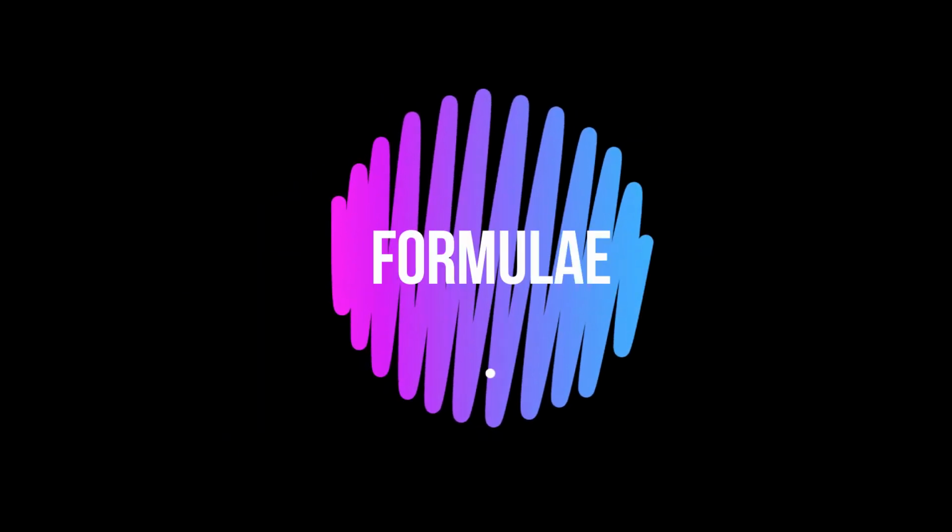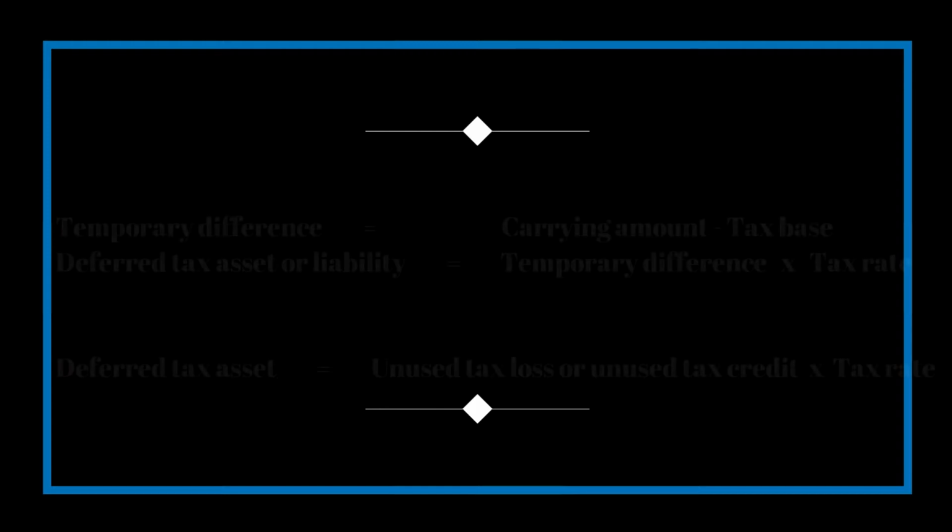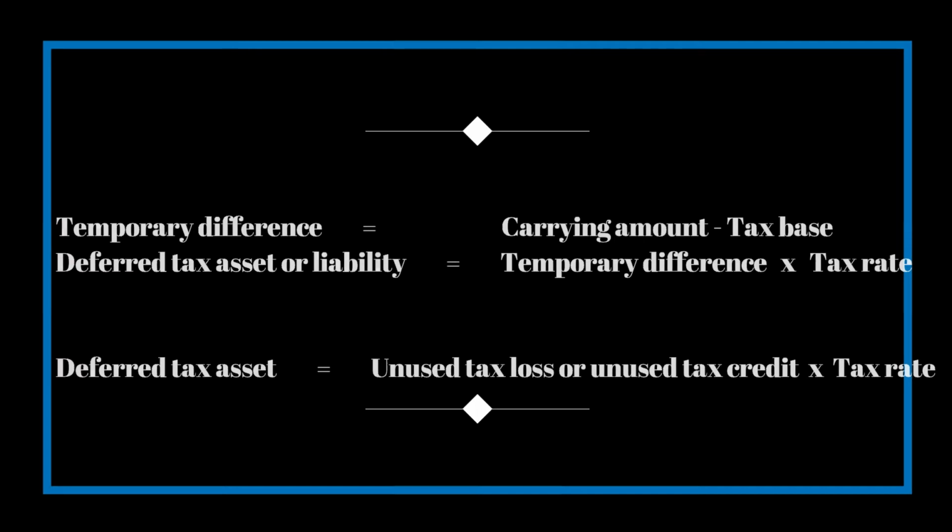Calculation of deferred taxes. How are we going to calculate it? Deferred tax assets and deferred tax liabilities can be calculated using the following formula. Temporary differences are equal to carrying amount minus tax base, and deferred tax asset or liability is equal to temporary differences multiplied by tax rate. The following formula can be used in the calculation of deferred taxes arising from unused tax losses or unused tax credits: deferred tax asset is equal to unused tax losses or unused tax credits multiplied by tax rate.